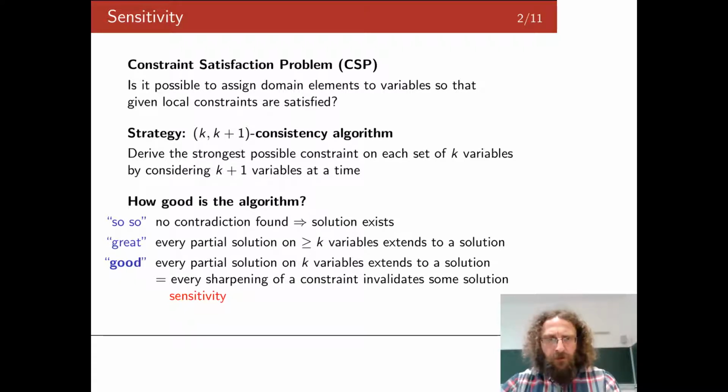Somewhere in the middle of so-so and great is good, by which I mean that every partial solution on k variables can be extended to a solution. In other words, every sharpening of a constraint in the new instance invalidates some solution. Such instances we call sensitive.